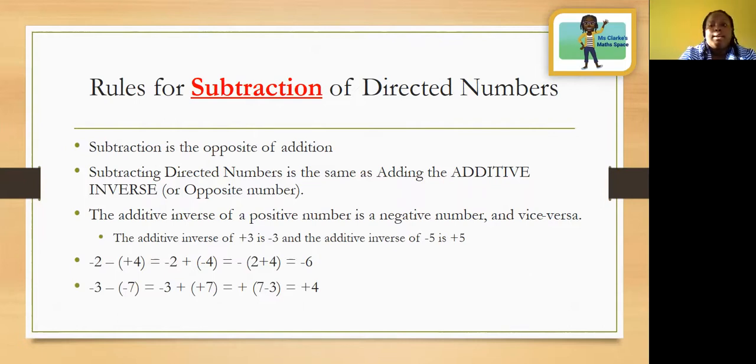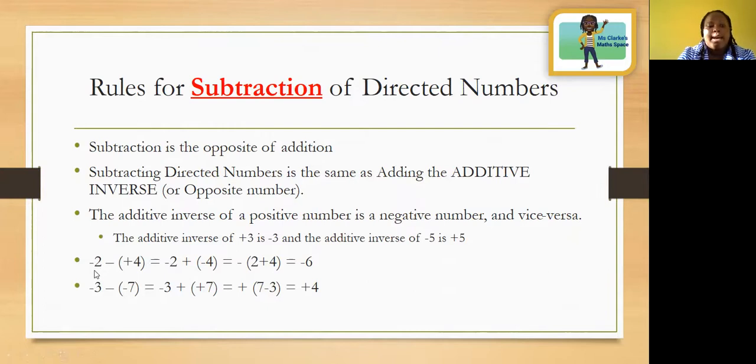And I gave some examples here. The additive inverse of positive 3 is negative 3. And likewise, the additive inverse of negative 5 is positive 5. We have 2 examples at the bottom here that we're going to work out.